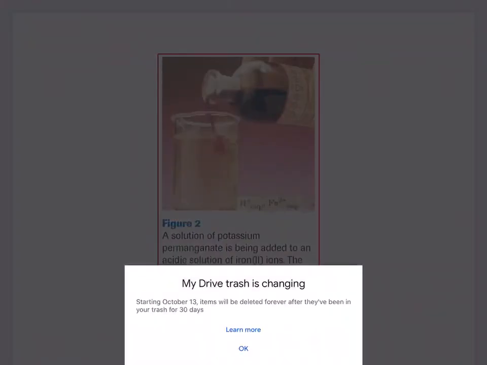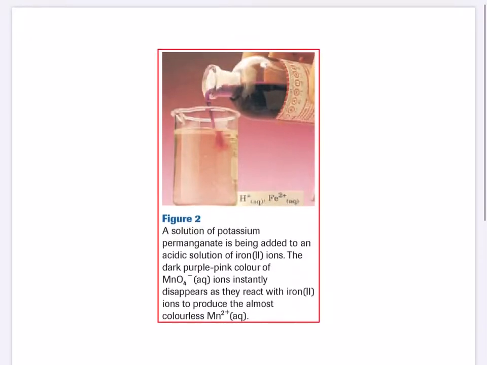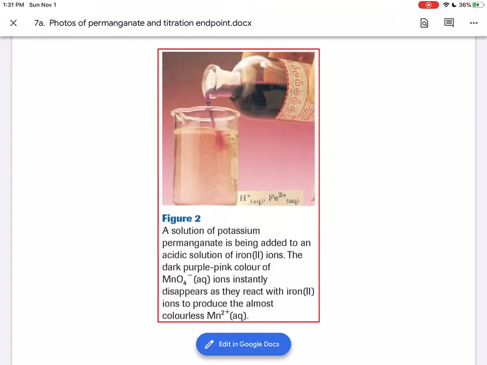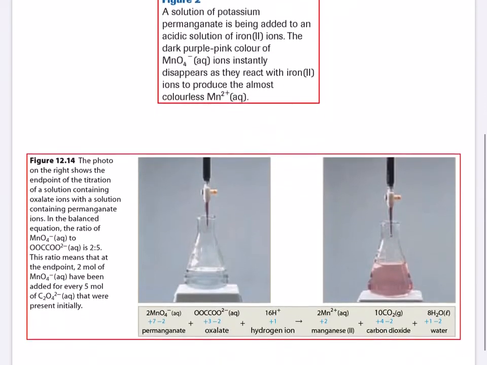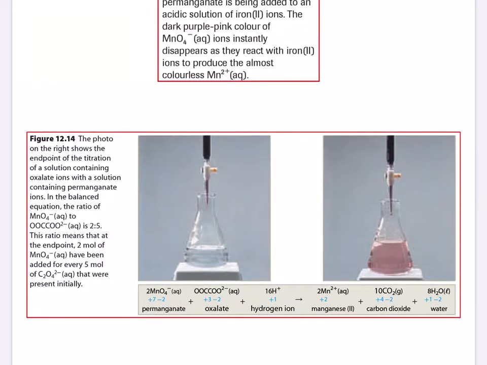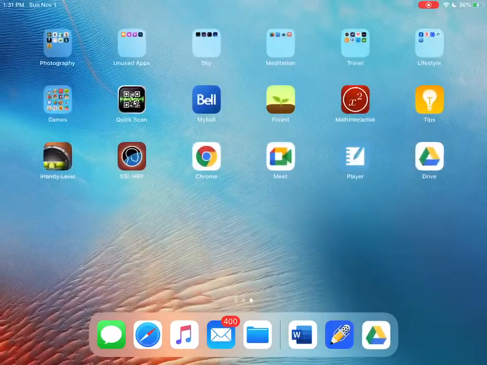So what we've got here is, in the flask, you can see the permanganate, very dark purple color, and then it's being added to an acidified iron solution, and you can see that its color disappears, and it actually ends up a pale pink when you reach the end point. So here's another example of a titration, again with permanganate. You can see the very dark color in the burette, and then you can see that the solution is clear, and then you reach your end point where you've got a very pale pink color.